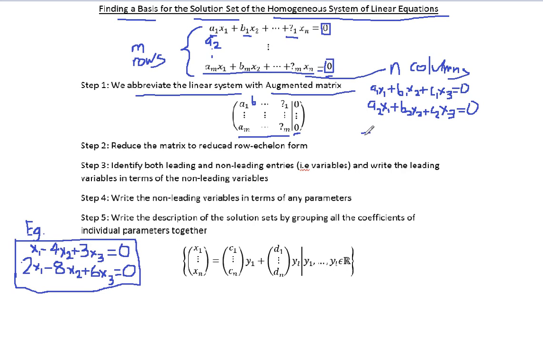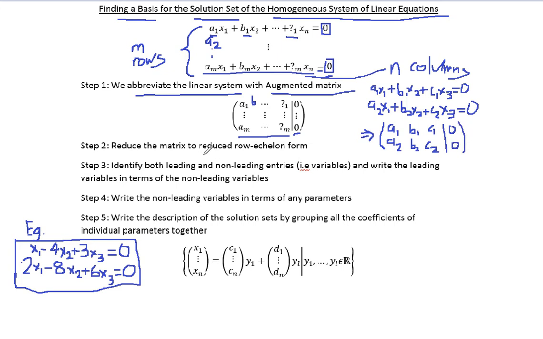Therefore, I can write in this form a1, a2, b1, b2, c1, c2, and now the matrix of constants 0, 0. So now it's clearer. Let's continue.